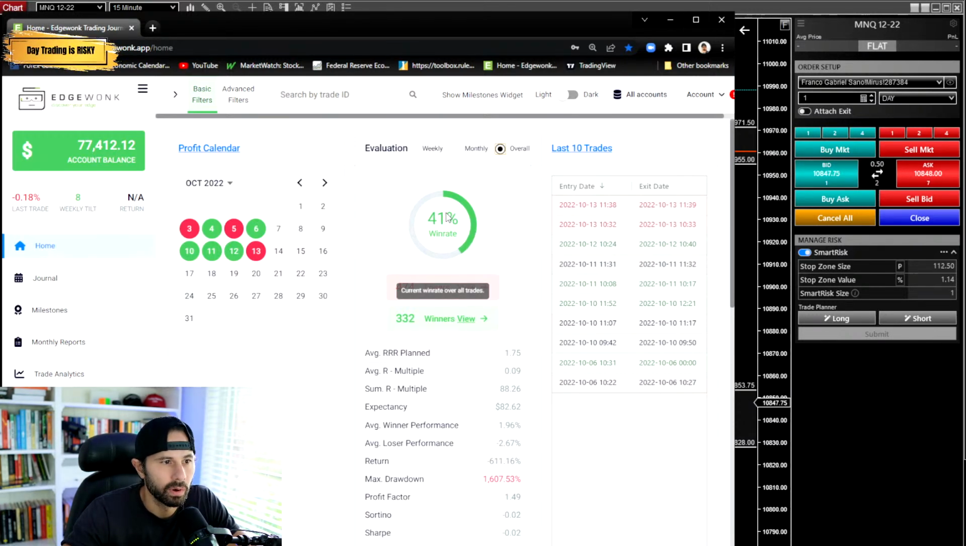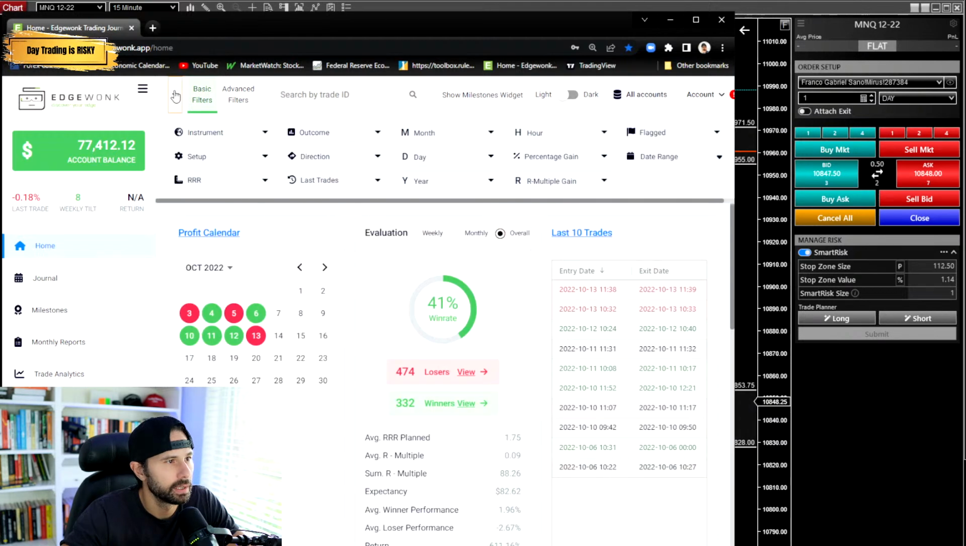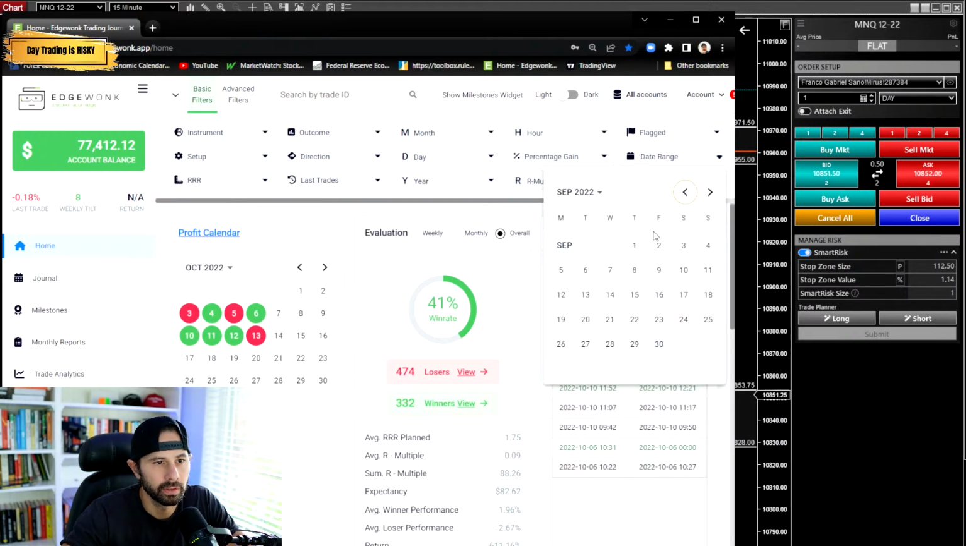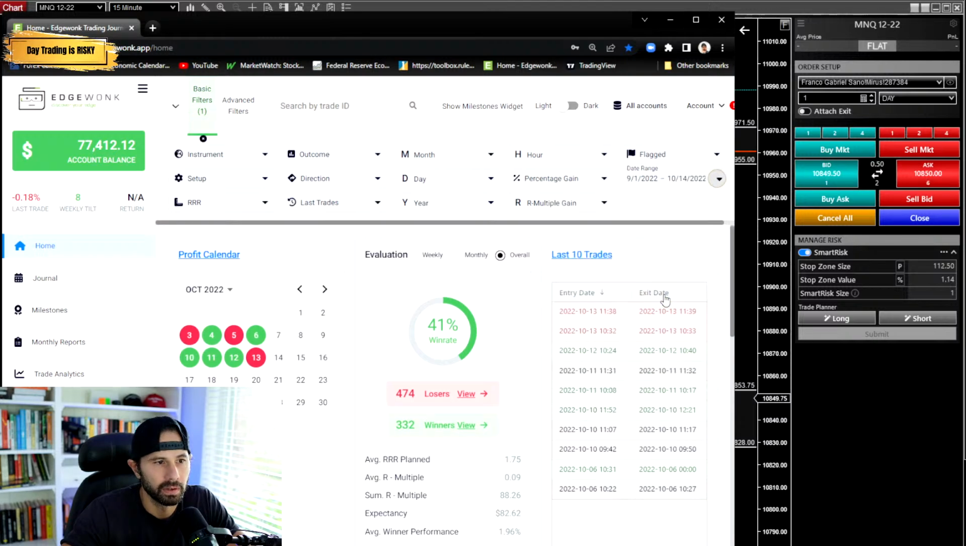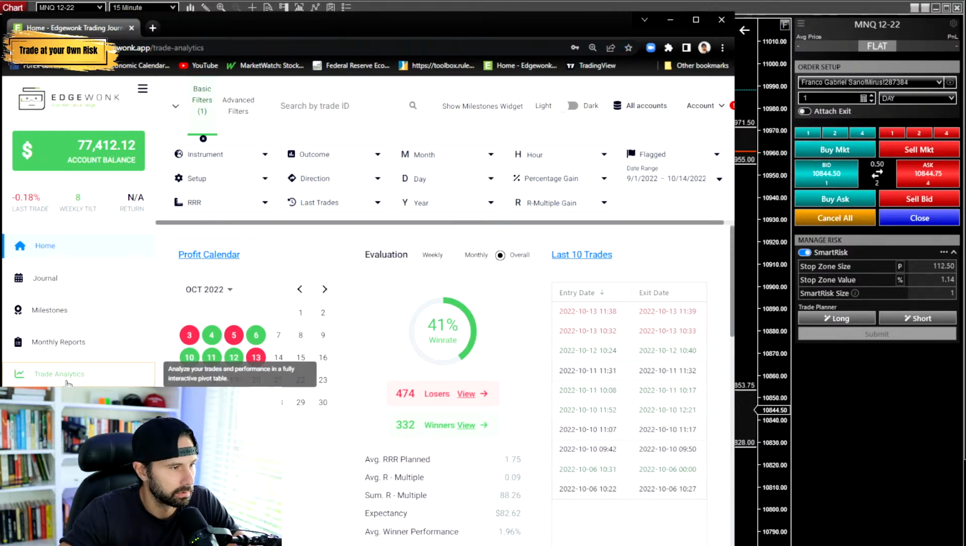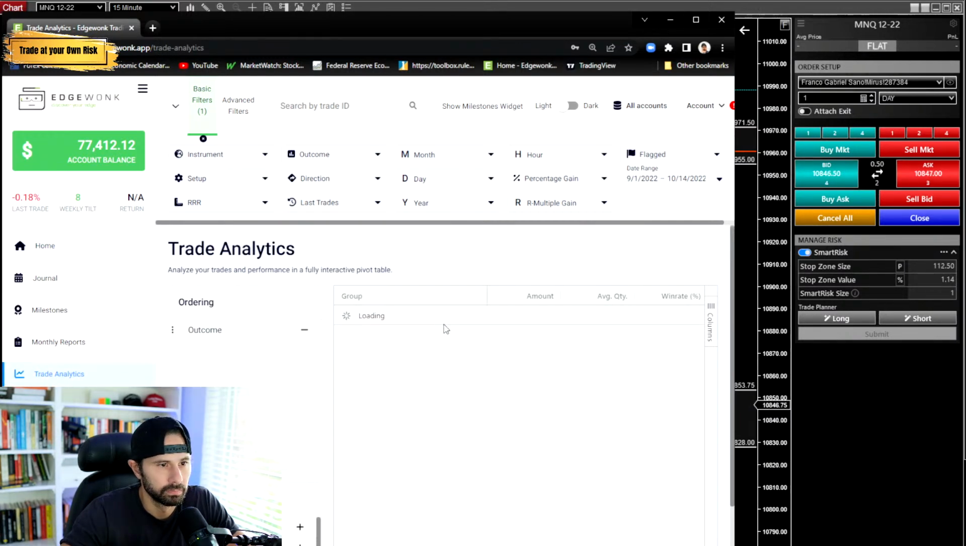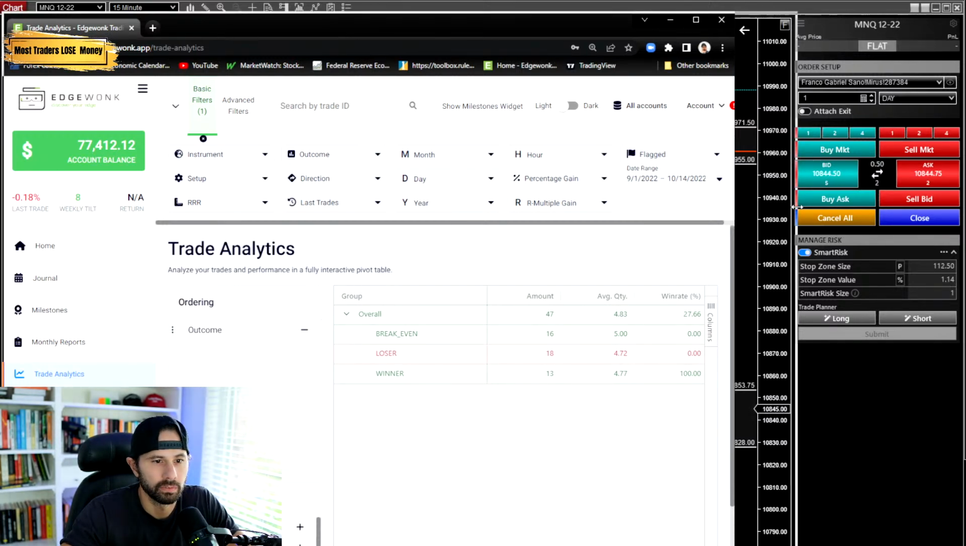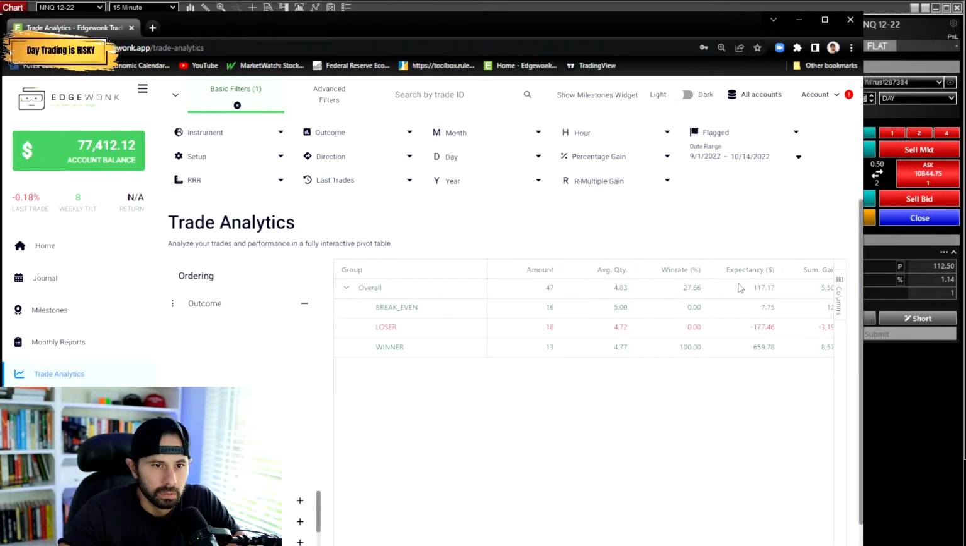Overall, 41% win rate, right? But if we filter here, let's say the last month, the last 2 months, I want to see if I am improving a little bit. Now, last week was horrible. Chart lab, no, trade analytics outcome. So win rate overall 27%. So I need to take out the break evens.